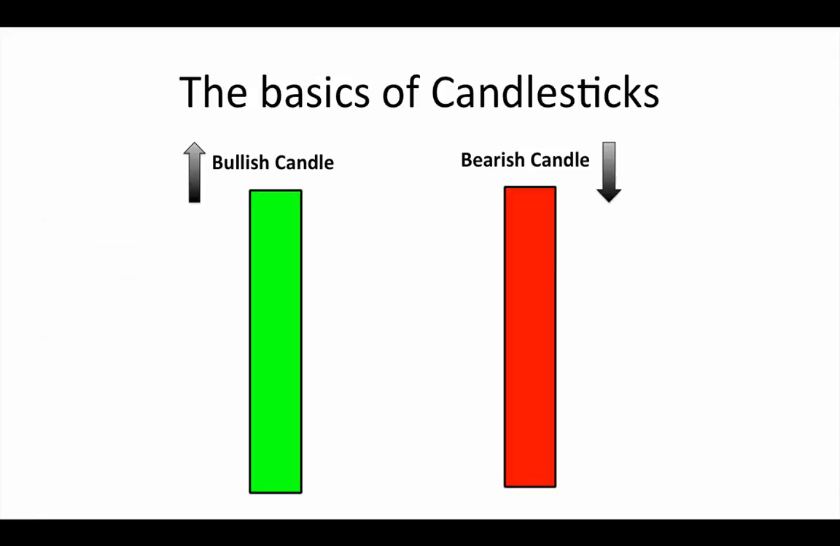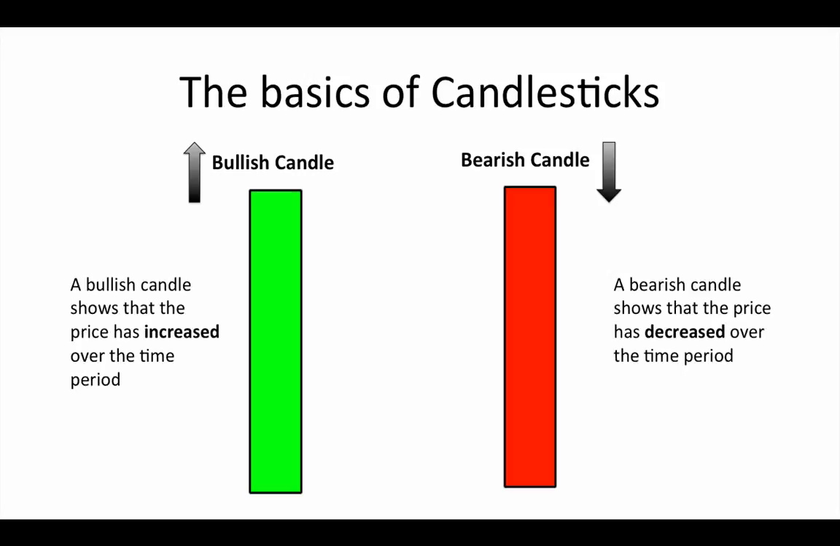Candles tend to be either bullish or bearish. So on the left here, we have a green candle, which represents a bullish candle. Bullish simply means that the price increased over the time period. On the right, the red candle is bearish, which simply means that the price decreased over the period.